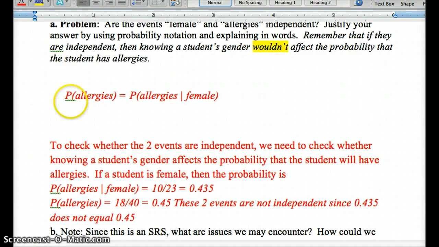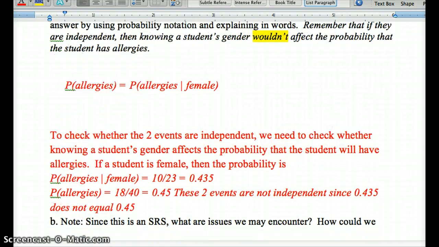Well, if they're independent, then the probability of allergies would equal the probability of allergies given you're female. So probability of allergies given you're female is 10 out of 23, which equals 0.435. Probability of allergies is 18 over 40, which is 0.45. So these events are not independent since those two numbers aren't equal. Now they're not very different, those two numbers. So we would also say that there may not be an association between the two. And that kind of leads us into B here.